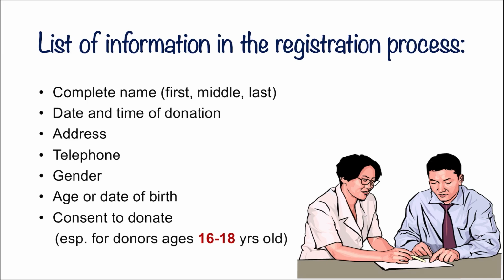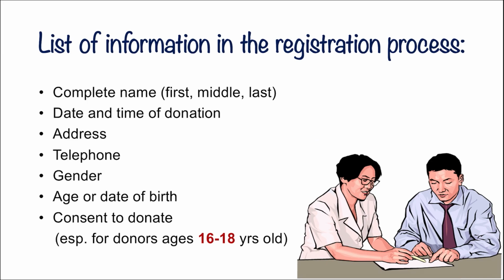So these are the list of information in the registration process. Of course, the complete name. When we say complete name, that's first, middle, and last. The date and time of donation, the address of the donor, the telephone number or mobile number, gender, age or date of birth, and then of course consent to donate. Again, this is a written consent because the donor has to write his or her name and then sign this one.